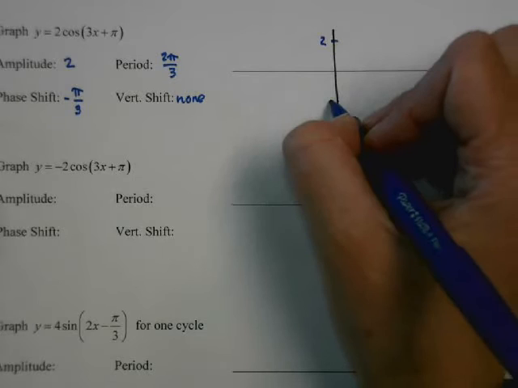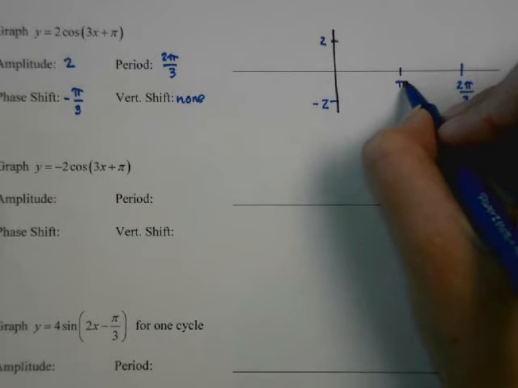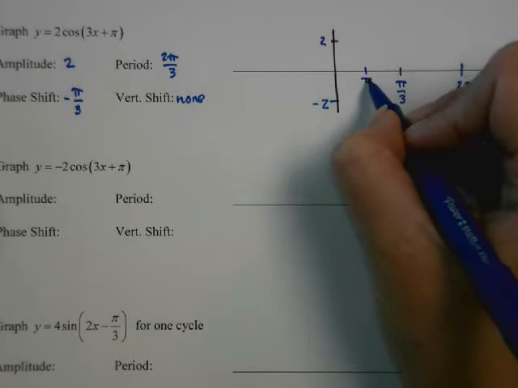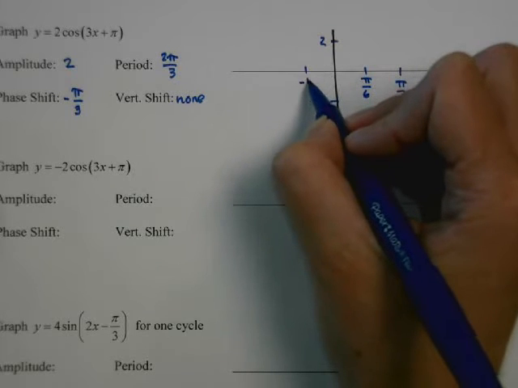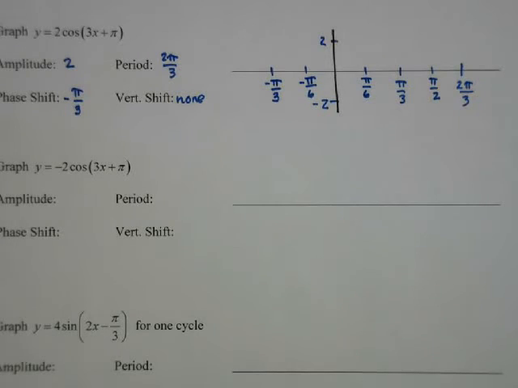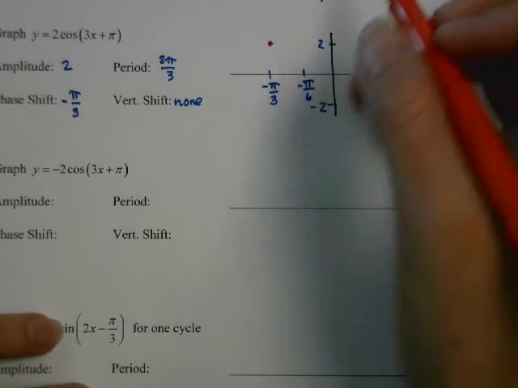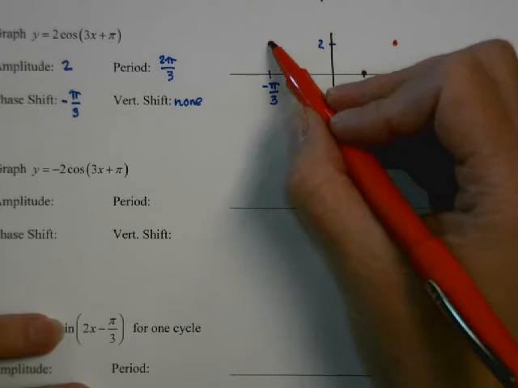So going from 2 to negative 2, period is 2 pi over 3. Makes that half, makes that half, and then we need to backtrack, negative pi over 6, negative pi over 3. So my starting value is at negative pi over 3, but this time we're graphing cosine. So we're going to start at the maximum, go to the midline, to the minimum, to the midline, to the maximum.